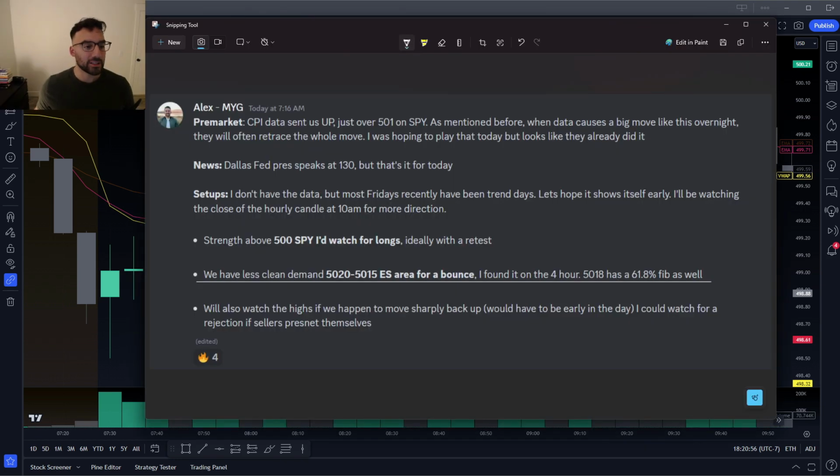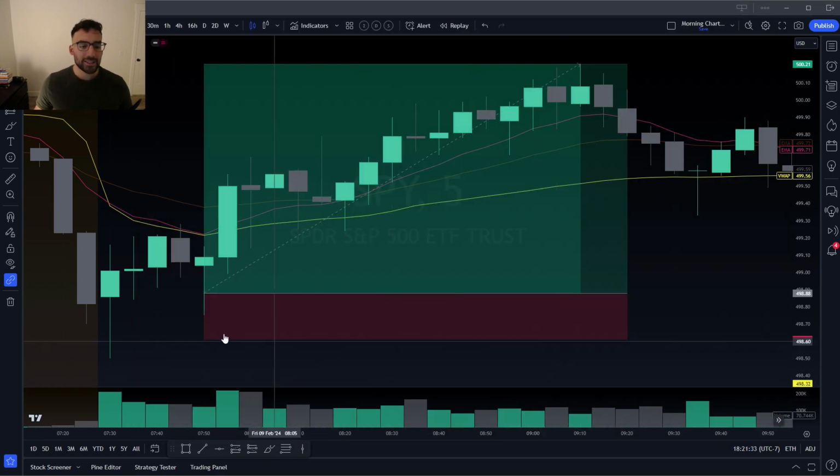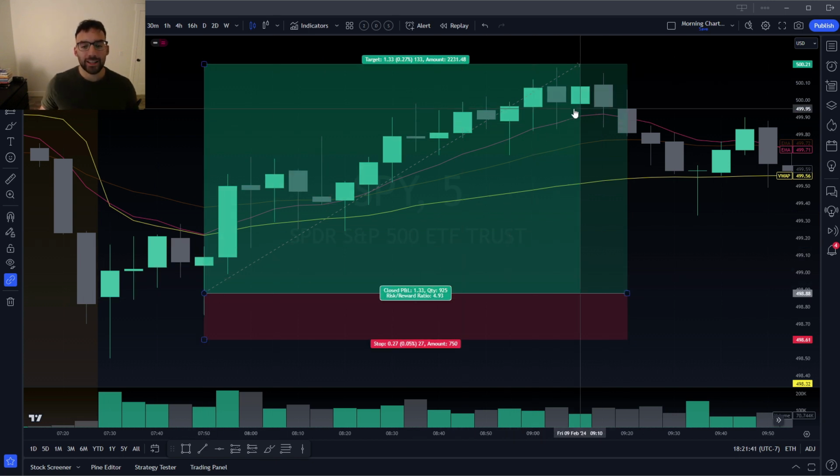Here's exactly what I sent to the Discord this morning for the watch list. You can see I sent this at 7:16 a.m. I'm in Mountain, so that's before the market opens. And I mentioned that we have this demand zone down here at 50.20 to 50.15 ES, and I was watching it for a bounce. It was on the 4-hour with some other confluences. This is exactly what led to this 10-point move today, starting at 9:50 Eastern and ending at about 11.